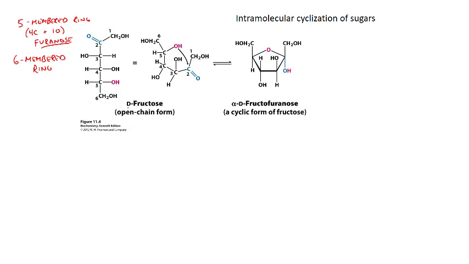So, for example, D-fructose likes to cyclize to form D-fructofuranose, which has a 5-membered ring. Okay, we've got 1, 2, 3, 4 carbons and 1 oxygen in the back. A 6-membered ring is always going to be 5 carbons plus 1 oxygen, and that's referred to as a pyranose.